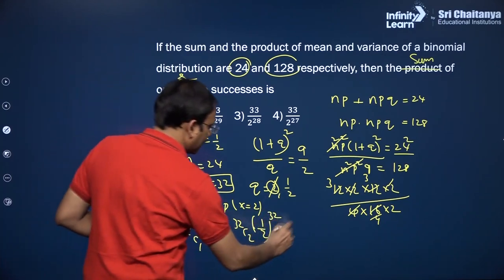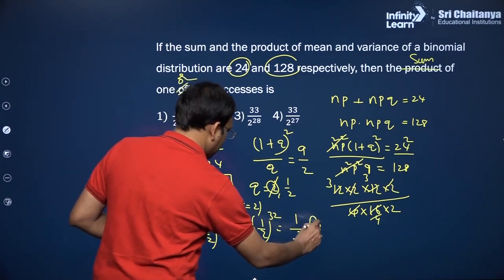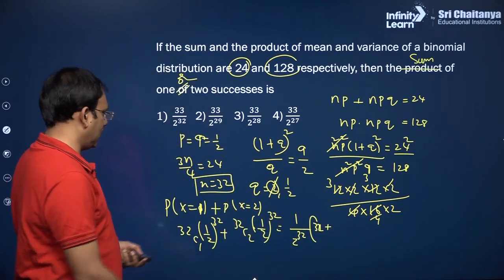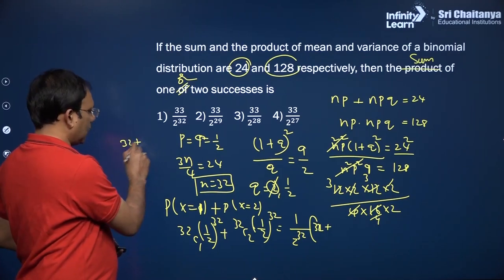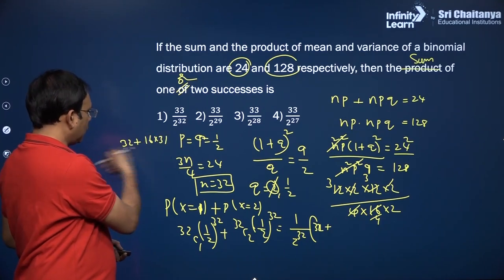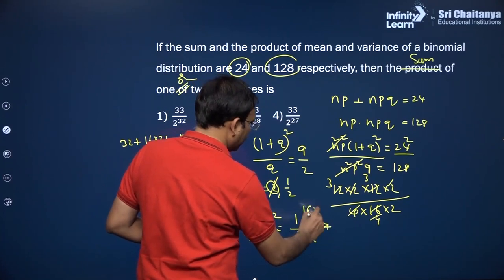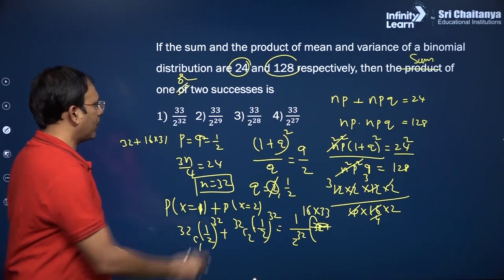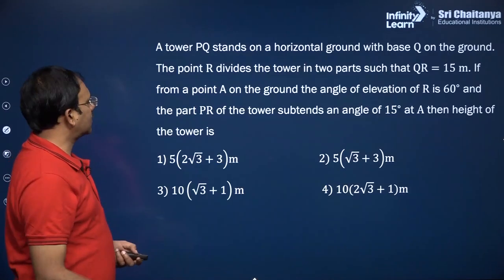So you are going to get 1 by 2 power 32, you take common. Here you are going to get 32 plus 32C2 means 16 into 31 here. You see, this is 32 plus, this is 32 into 31 by 2, that is 16 into 31. So you can say 16 into 33 it is. I can say 16 into 33. 2 power 4 gets cancelled. 33 by 2 power 28 is the answer. Third option is the right answer. That's it. Next, my dear friends.